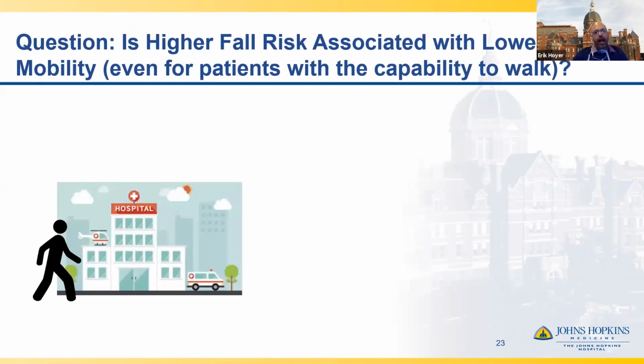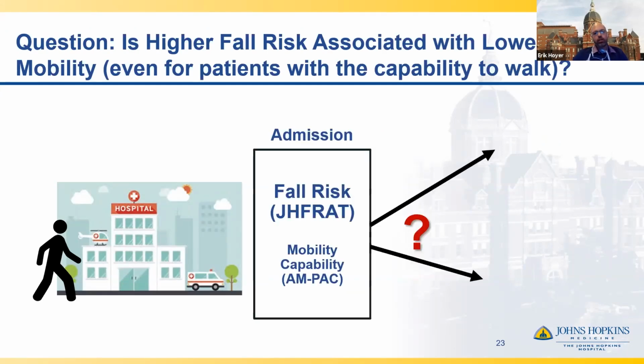So the question that we asked is, if you have a higher fall risk assessment, is that associated with low mobility? Even if you have, for example, a high fall risk, but you have the capability to walk, does that somehow impact your ambulation status? So here we have a patient who's coming into the hospital. And what we looked at, at a basic level, is that on admission, or close to admission, they're going to get a JFRAT, or a fall risk assessment.